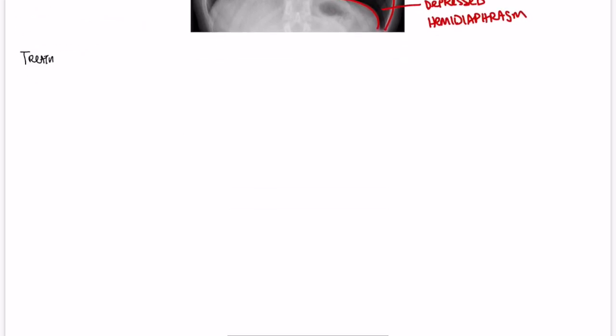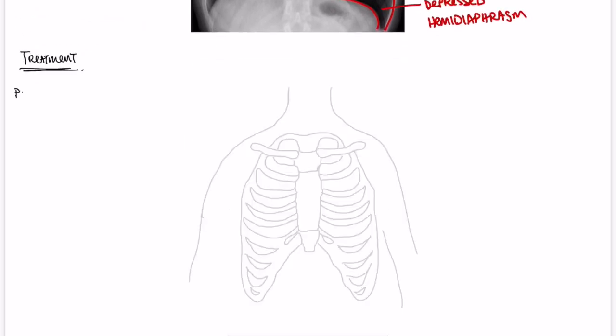So how do we treat this? The key physiology here is that air is going one way and the cavity is expanding such that the air cannot escape. So the first immediate step is to essentially make a hole so that air can escape. So a wide bore needle insertion procedure is done.